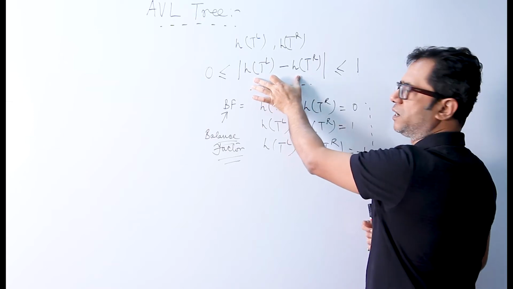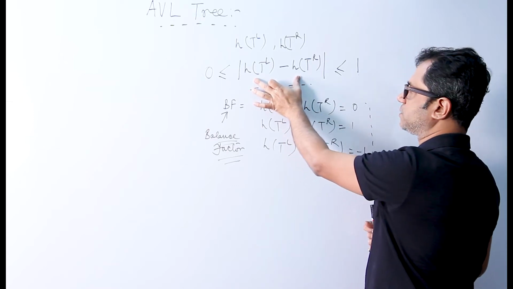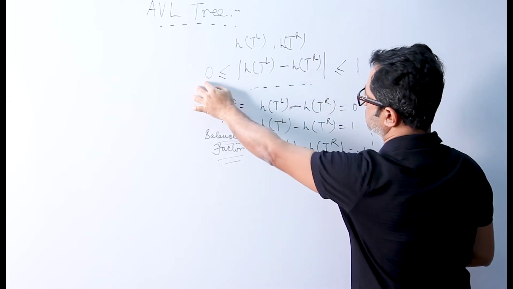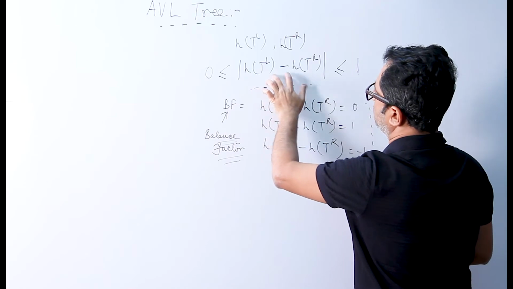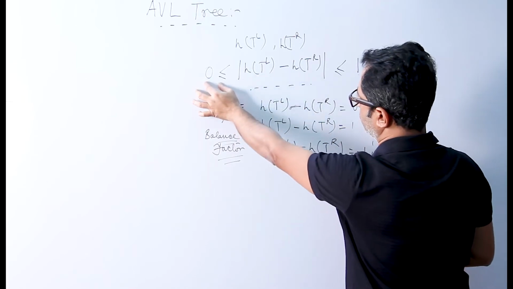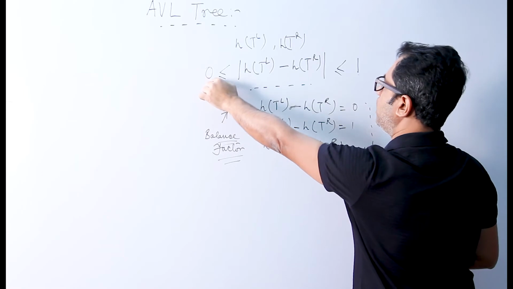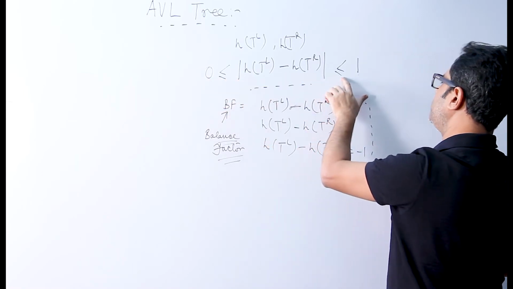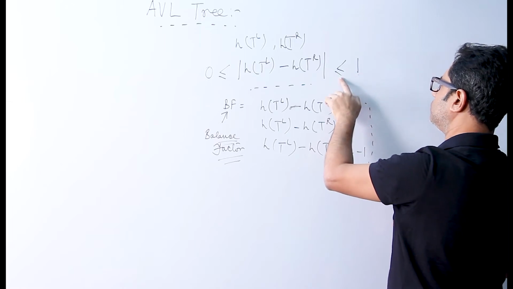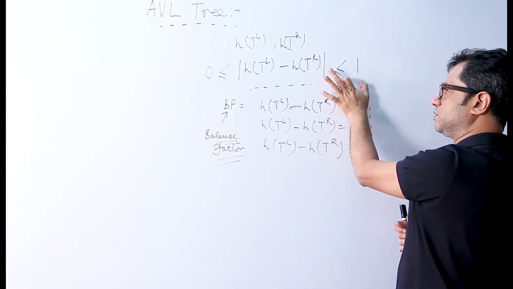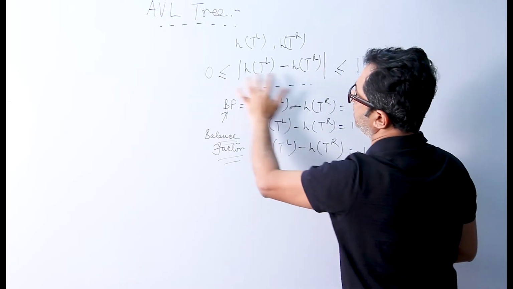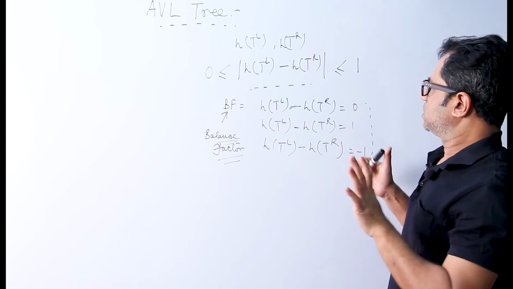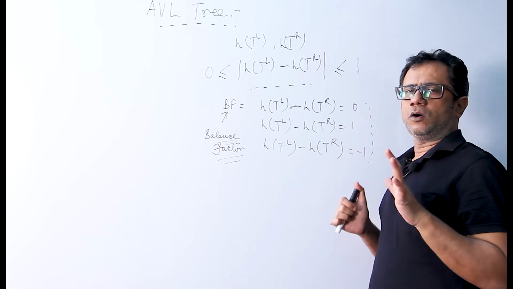difference between the height of the left subtree and the right subtree, we get the relation like this: modulus of HTL minus HTR is greater than or equal to 0, so it can be 0, and at maximum it can be 1, because it is less than or equal to 1. So there is no possibility of it being less than 0 or more than 1. This is the overview of the AVL tree.